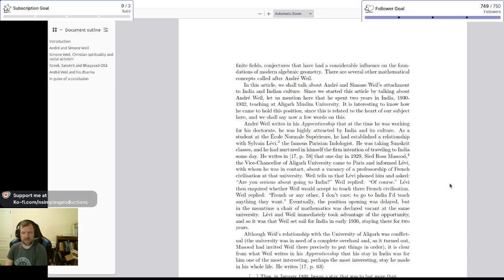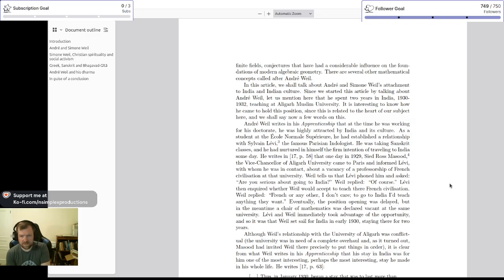André Weil writes in his apprenticeship that at the time he was working for his doctorate, he was highly attracted to India and its culture. As a student at the École Normale Supérieure, he had established a relationship with Sylvain Lévy, the famous Parisian Indologist. He was taking Sanskrit classes, and he had nurtured in himself a firm intention of traveling to India someday.